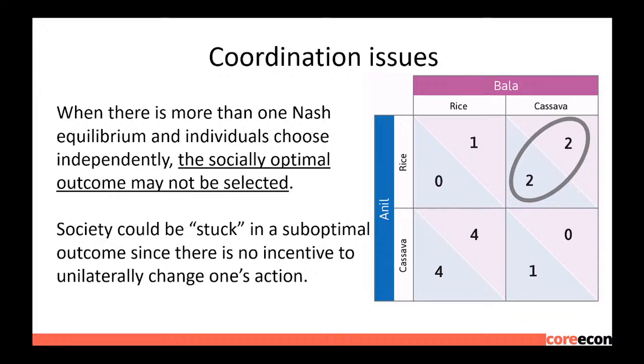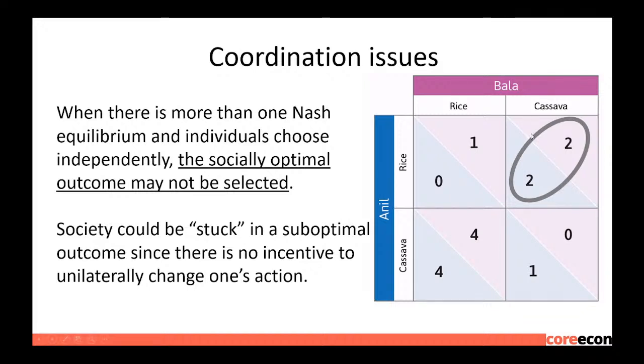But the point is that given independent choices that we make without thinking necessarily about the repercussions on others, we may end up on an equilibrium which is not the socially optimal. If we're stuck there, there is no incentive to unilaterally change your action.